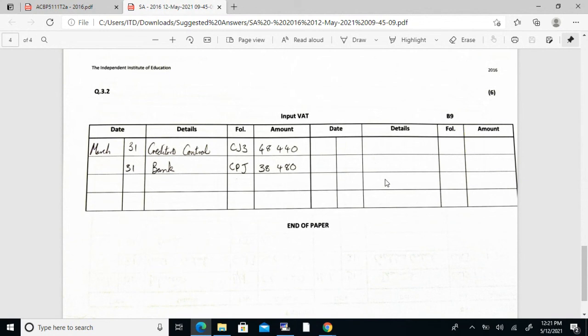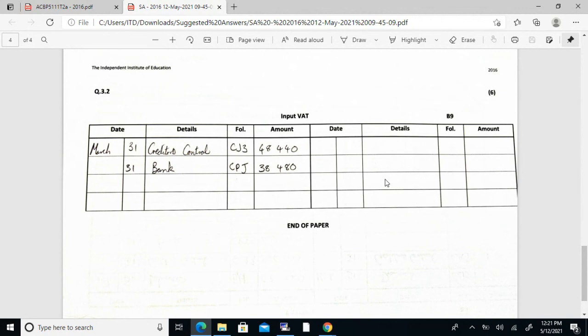Right. Then the other account they wanted us to do was input VAT. So again, we quickly check, is there an opening balance for input VAT? Did they give us one? In other words, there's no balance. Okay. Then we go to see, okay, where did we use the input VAT? Or where was the column included? And we see there in the creditors journal, there's that 48,440. It's going to increase the input VAT account.